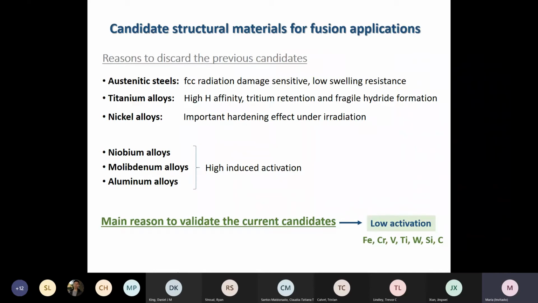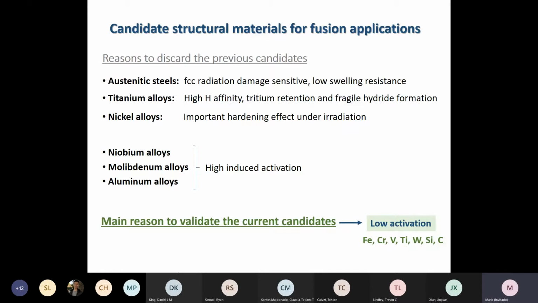For titanium alloys, well, their hydrogen affinity. There's going to be hydrogen produced inside the reactor, so if there is affinity for hydrogen from titanium, that makes it almost non-usable. And it forms fragile hydrides, so it will mean a serious problem. Regarding nickel alloys, they suffer an important hardening effect under irradiation. Again, something to be avoided.